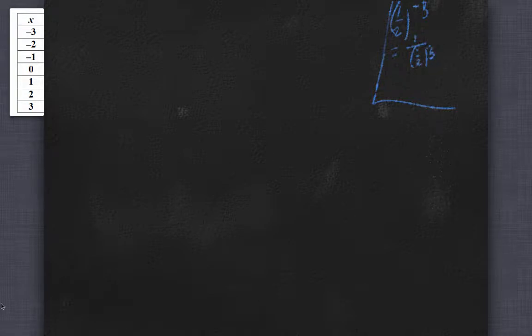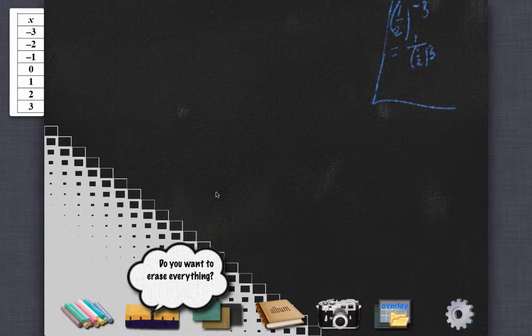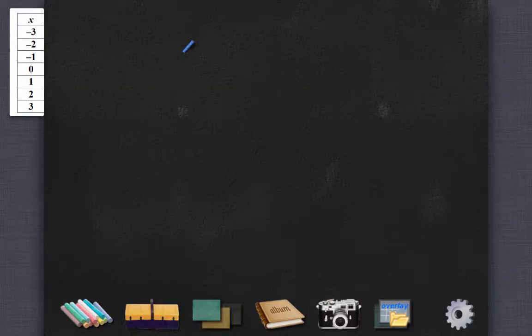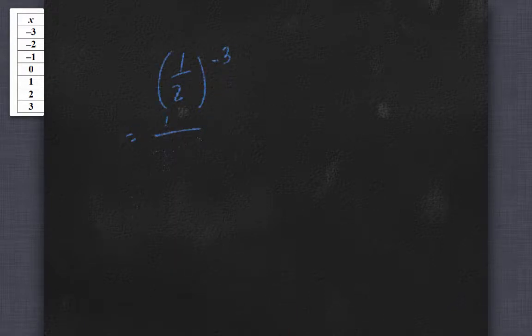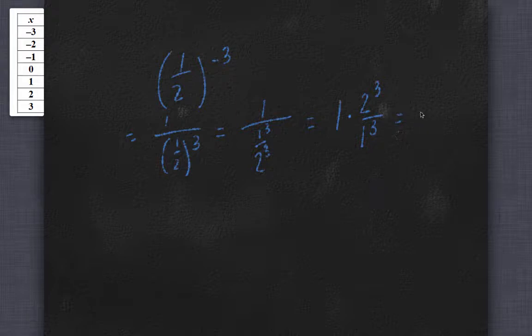I'm just going to use this whole sheet to do this and then I'll erase it, because this is very annoying. Okay, 1/2 to the -3 is 1 over 1/2 to the 3, so that's 1 over 1/2 cubed. It's really 1 cubed over 2 cubed. If I invert and multiply, I get 2 cubed.